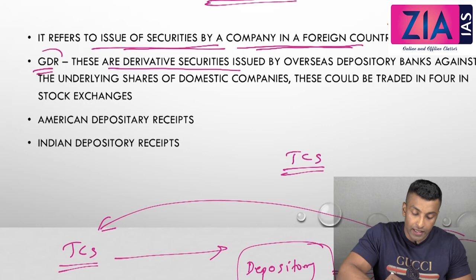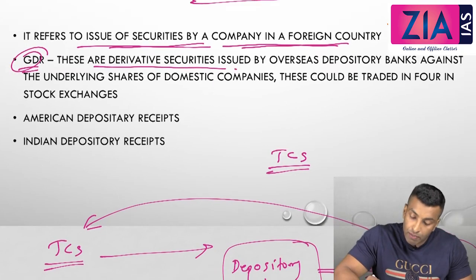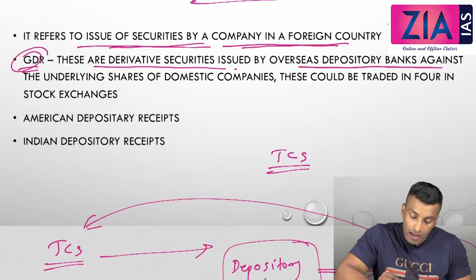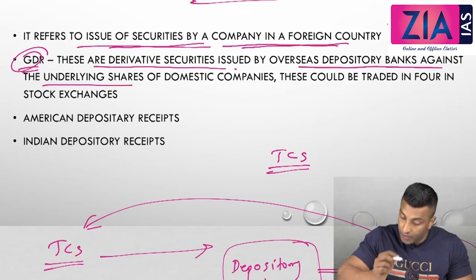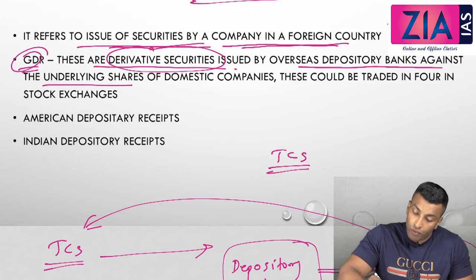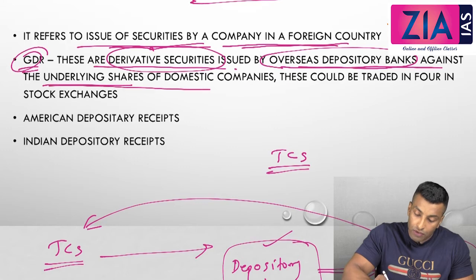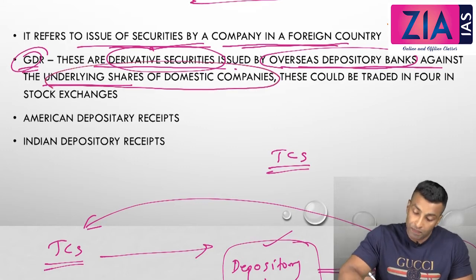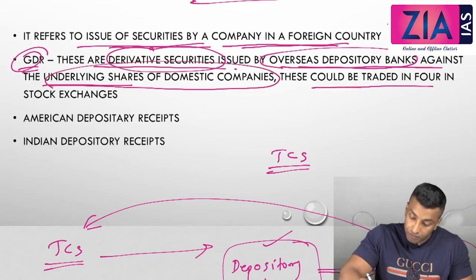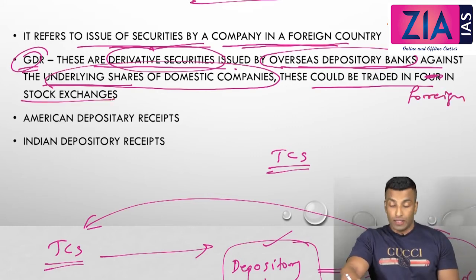These are derivative securities, GDR, global depository receipts. These are derivative securities issued by overseas depository banks against the underlying shares of domestic companies. Okay, you see here derivative securities, that is a keyword. Against what? Issued by overseas depository banks, against the underlying shares of domestic companies. TCS shares, those could be traded in foreign stock exchanges. Okay, foreign stock exchanges.